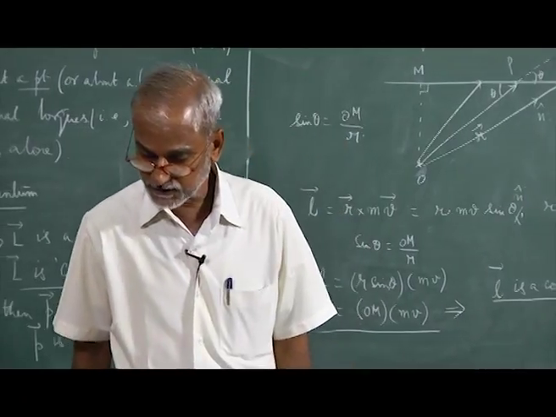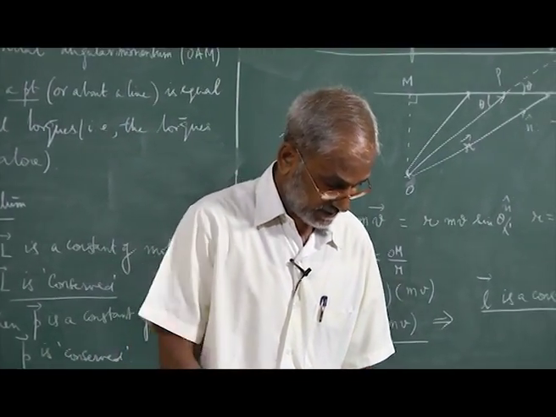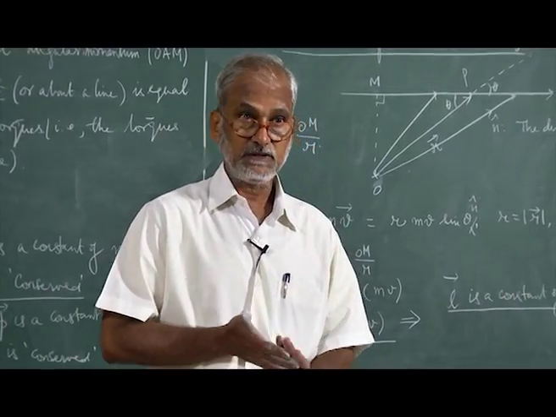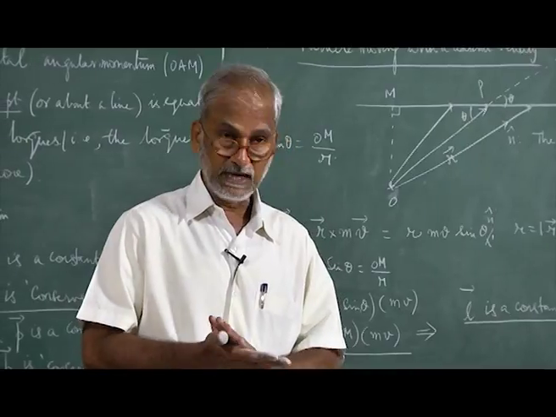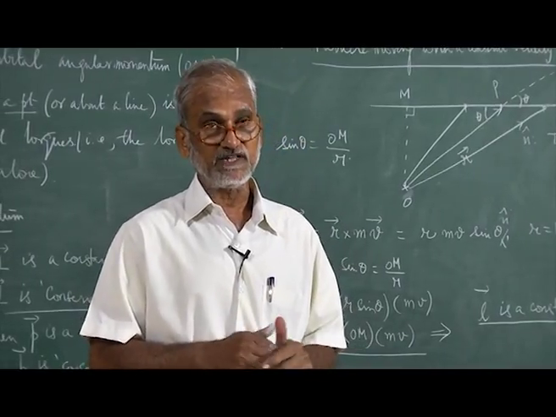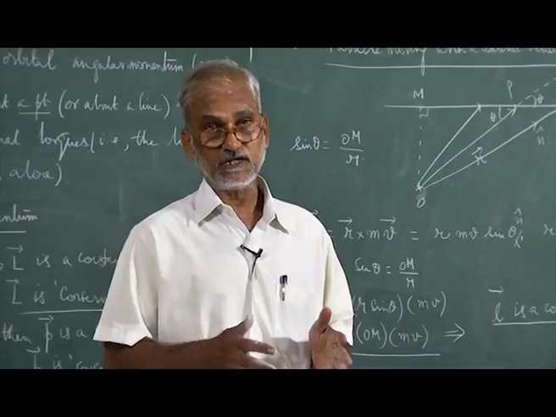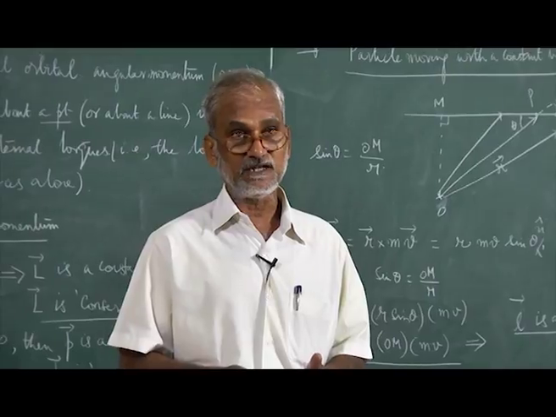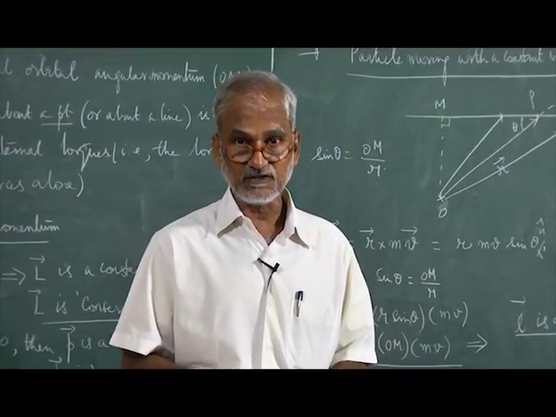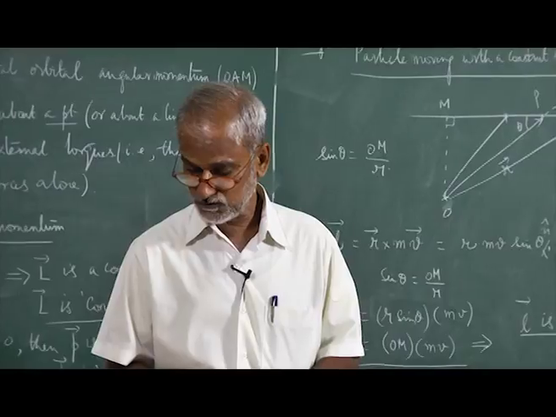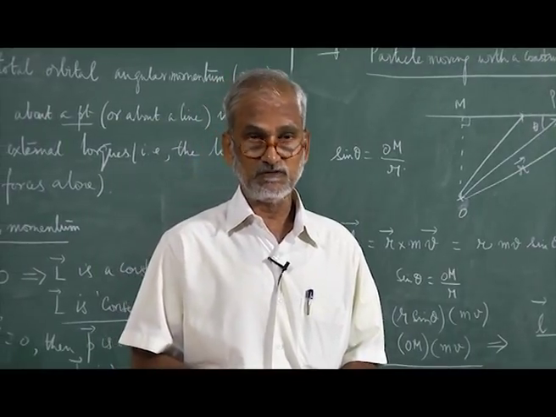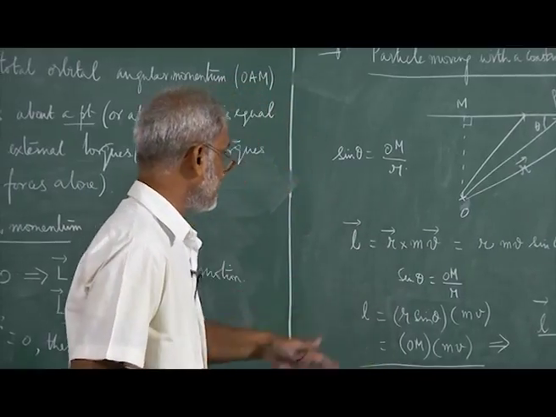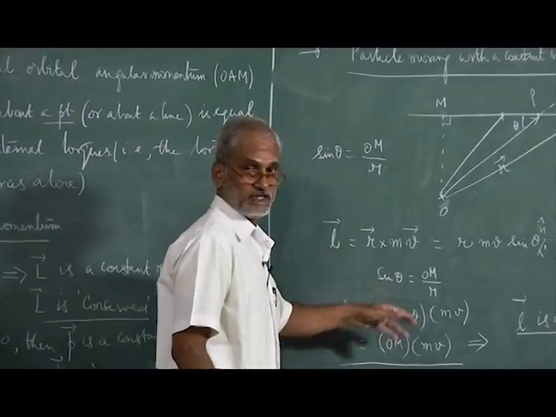With this, let me summarize. Today we started with the definition of torque and angular momentum, then we showed the connection between torque and angular momentum, then under what conditions L is conserved, under what conditions the torque is zero. Then we considered a few simple examples of situations involving cross products, calculating torques, and in this particular problem we realized that L is a constant of motion.